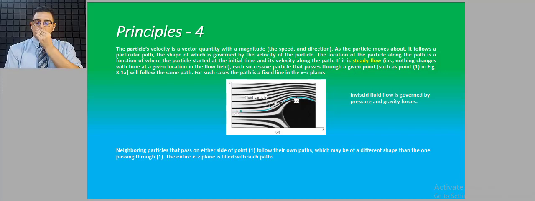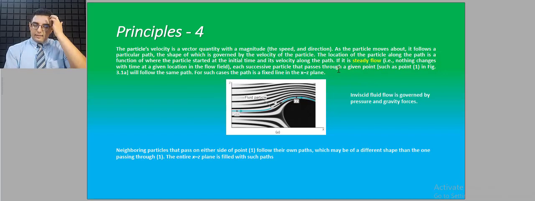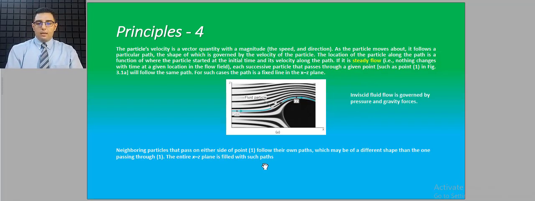If the flow is a steady one, there's no variation or changes happening in the phenomenon. As a result, all of the particles are experiencing the same action. For the inviscid flow, the shape of the flow is governed by the pressure as well as the gravity forces.